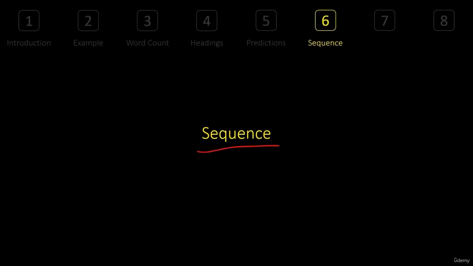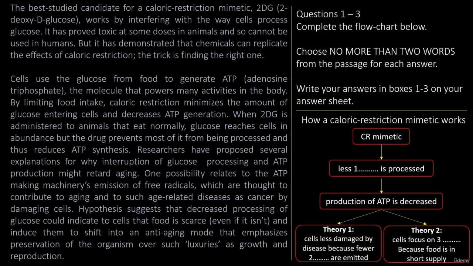Now next comes sequence, very important and helps you a lot, again, same as prediction. Now what is the sequence? When you look at the question and look at the passage, the sequence of the question is always maintained as compared to the passage. What I mean is, they have mentioned CR mimetic here. If you look carefully here, less is produced, something which is produced less in quantity. Definitely my answer won't be before this, it has to be after that. So the answer is here, glucose.